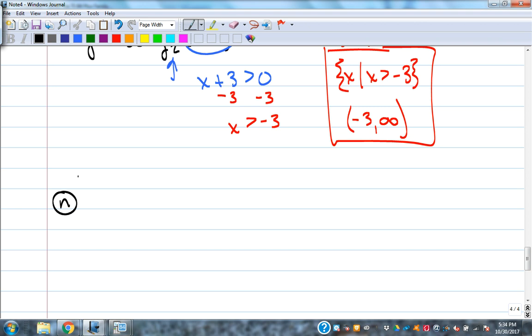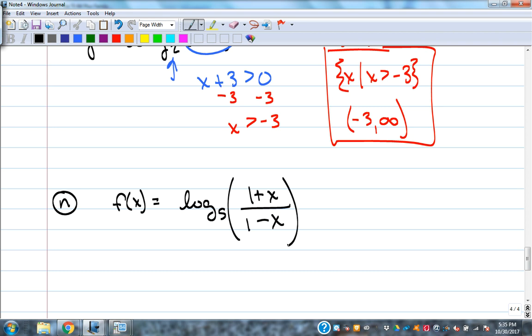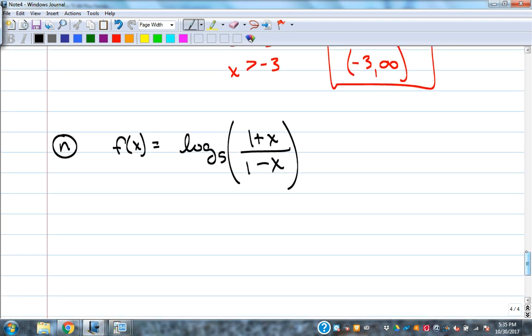Let's look at an exceptional one. So let's say we had f of x or y, it doesn't matter, equals log base 5 of (1 plus x) over (1 minus x). That's scary stuff. It's a fraction in there. It's close to Halloween, so.